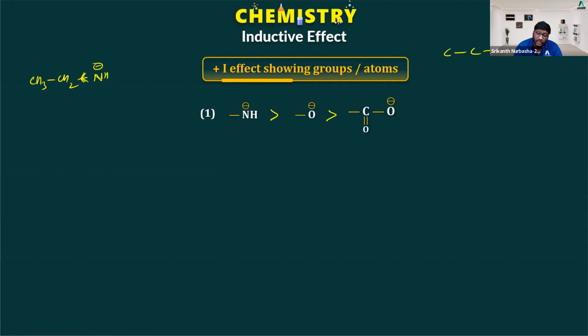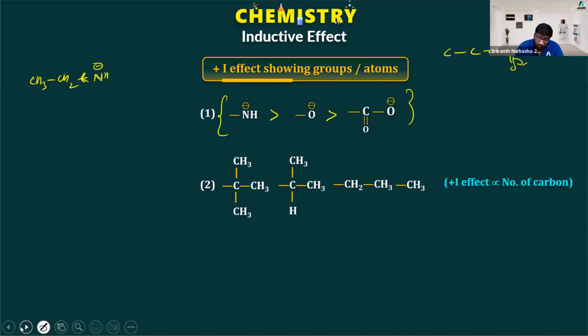If carbon is connected to C double bond O minus, the negative charge on oxygen is actually in resonance with C double bond O. So net donation is decreased. So NH minus is greater than O minus, then C double bond O minus. This is the order of plus I effect for these species.